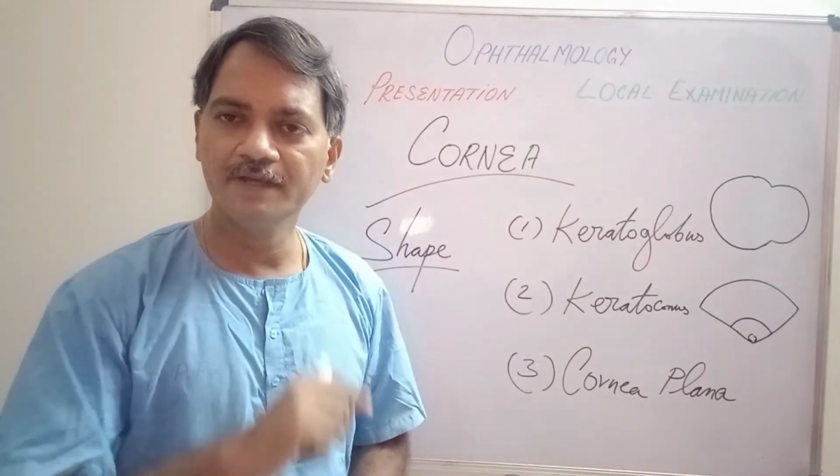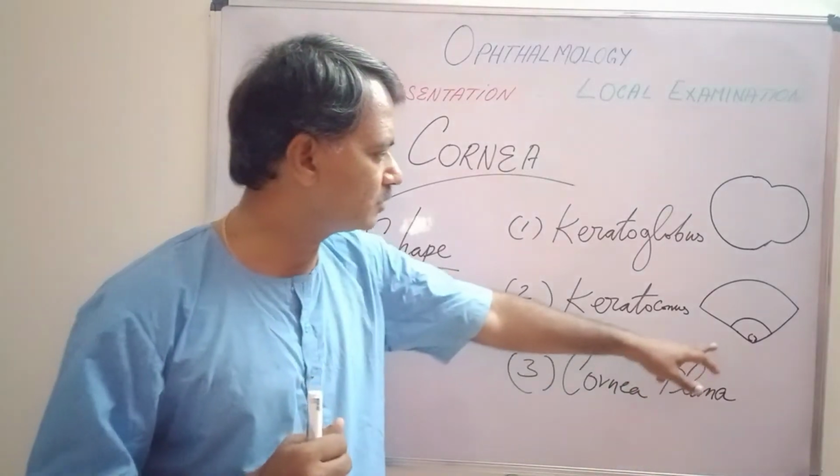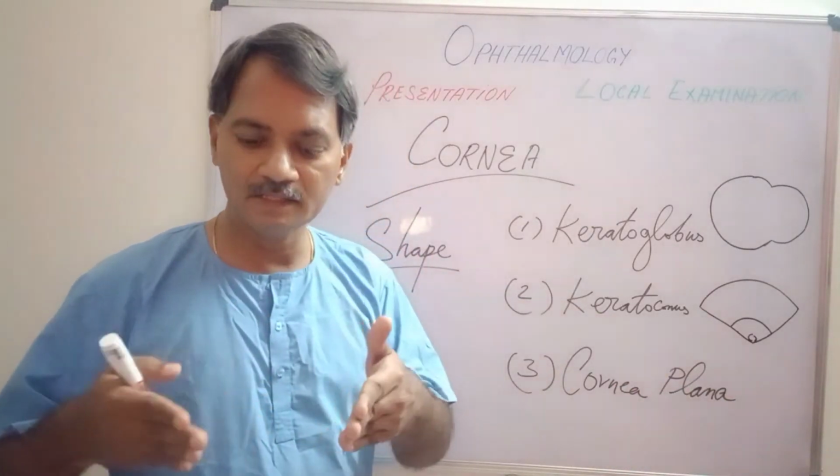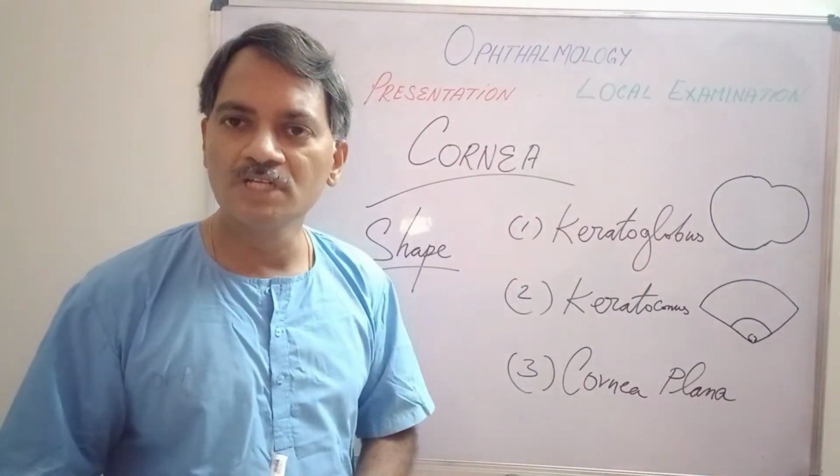How can you identify that? You ask the patient to look down. When you ask the patient to look down, the lower eyelid becomes conical in shape. It is called Munson's sign.